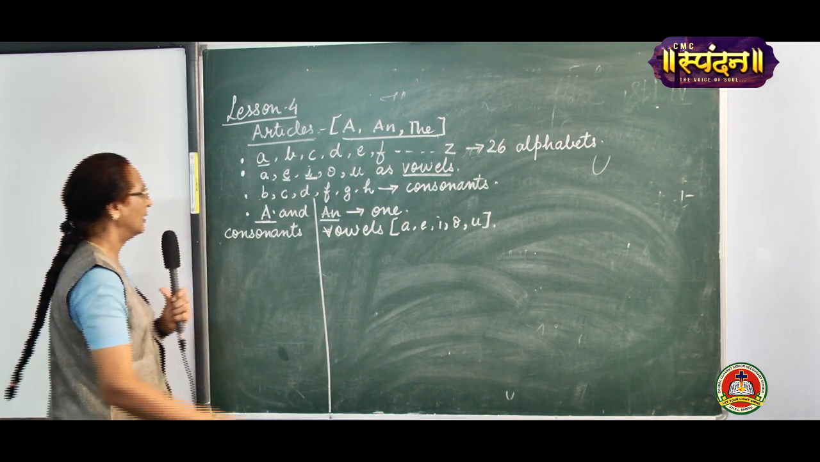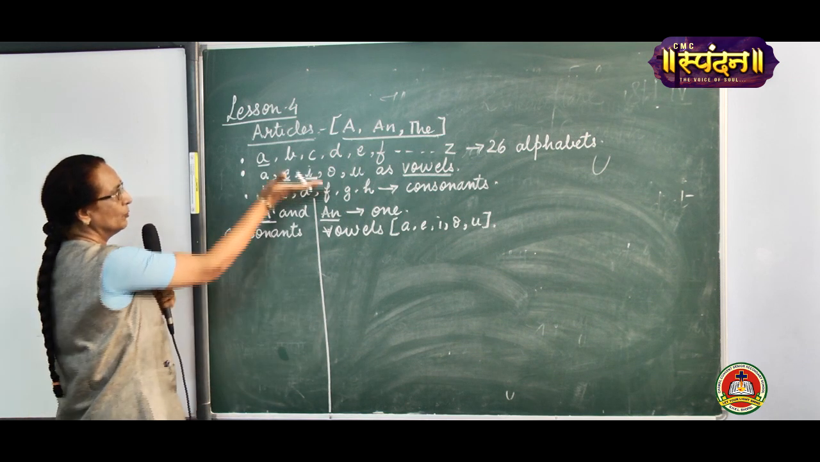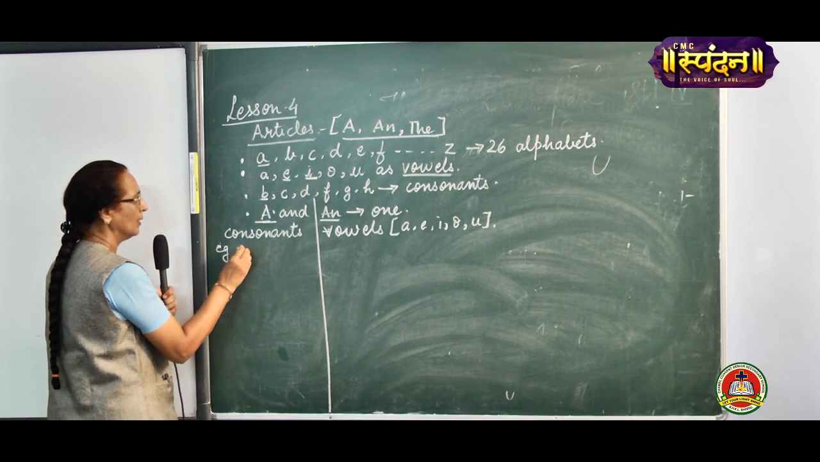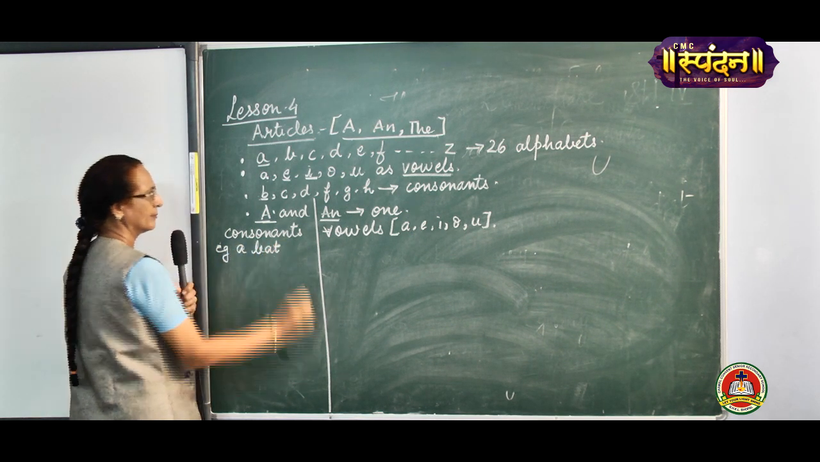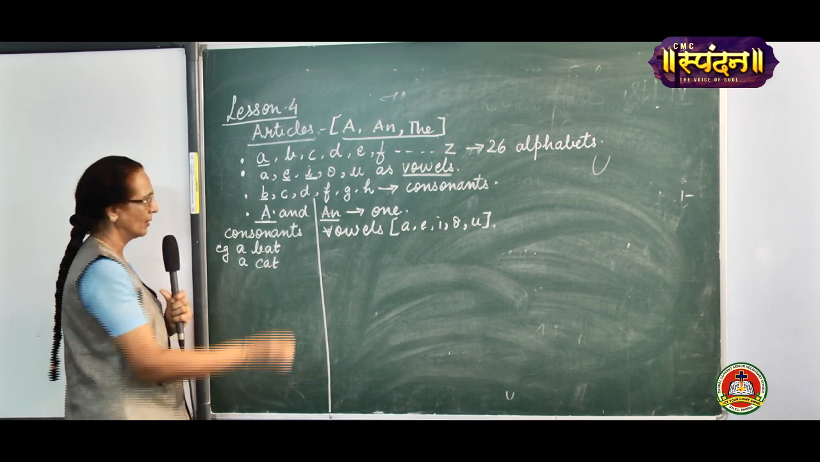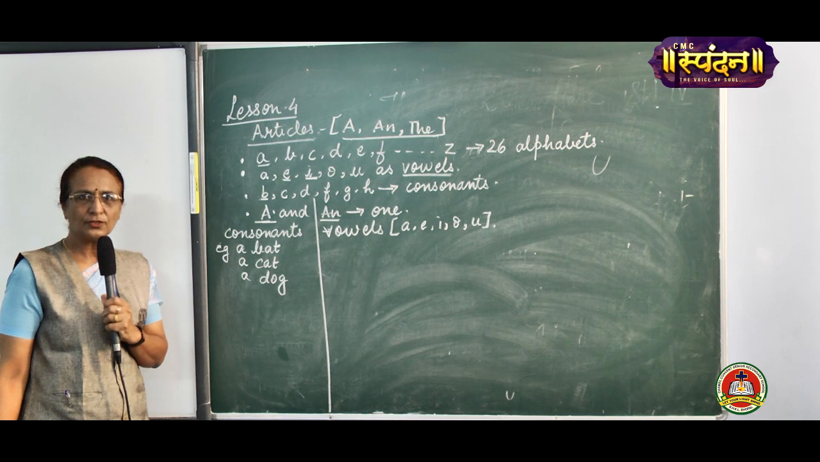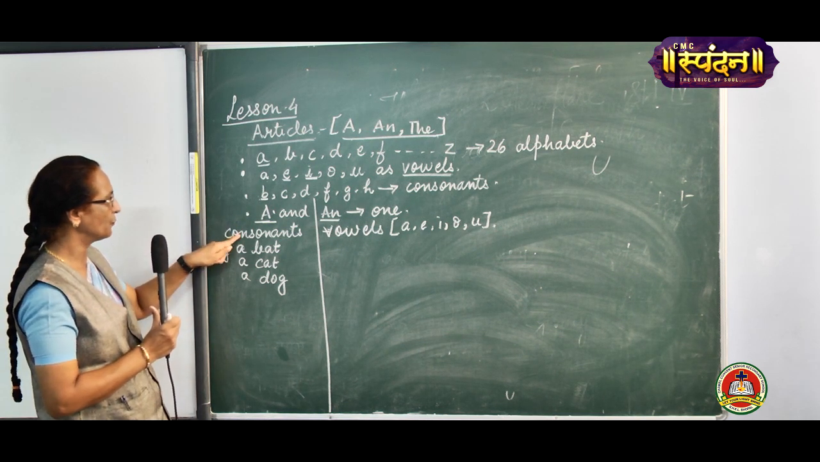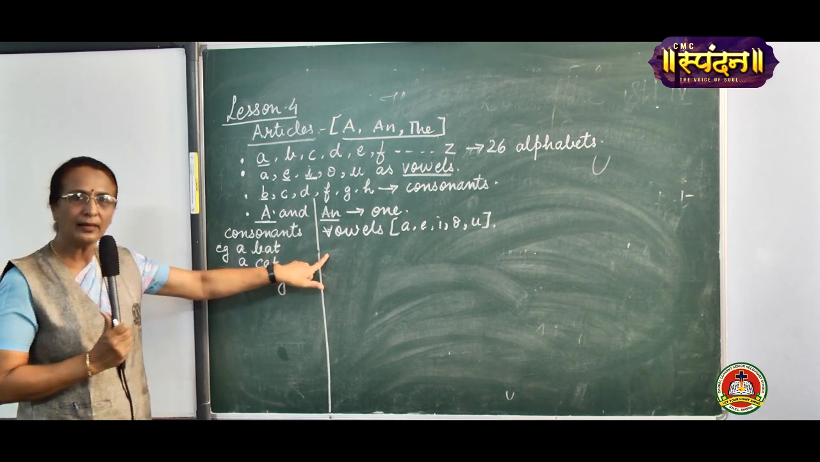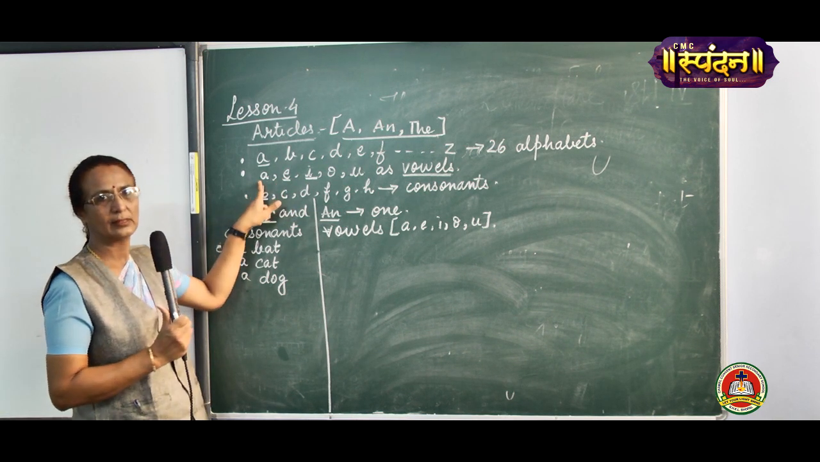Is that clear? Like consonants, I told you B, C, D. Removing the vowels, the consonants are left. For example, a bat, a cat, a dog. Is that clear to you? A is used before a consonant, whereas an is used before the words beginning with the vowels.